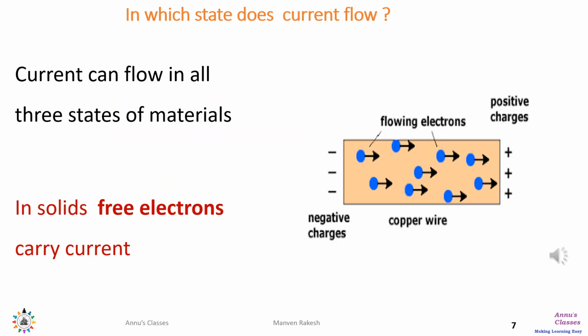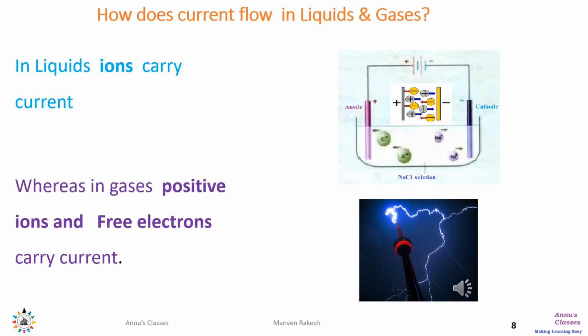Do we need only solids to conduct electric current? No. Current can flow in all three states of material. In solids, free electrons carry current. In liquids, current is carried by ions, whereas in gases, positive ions or free electrons can carry electric current.